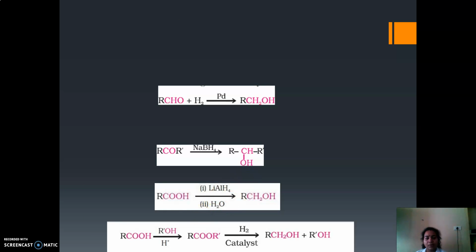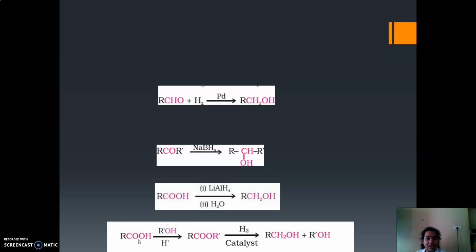Here you can see the preparation of alcohol from carboxylic acid. So lithium aluminum hydride and H2O we are using. So we are getting primary alcohol. And the second type, for commercial purpose, first this is our carboxylic acid, we are adding alcohol to this.